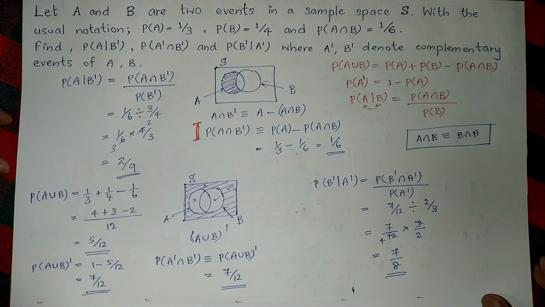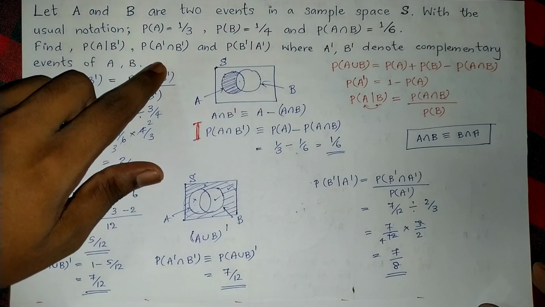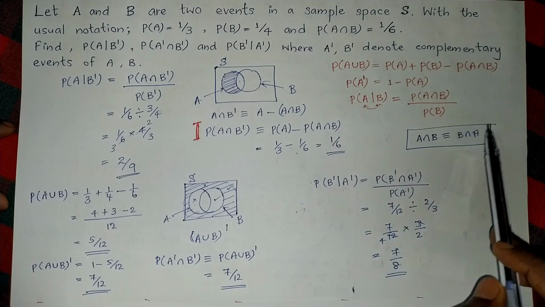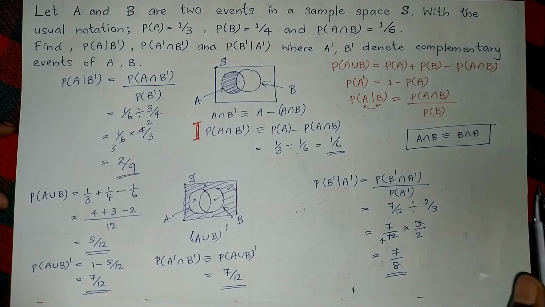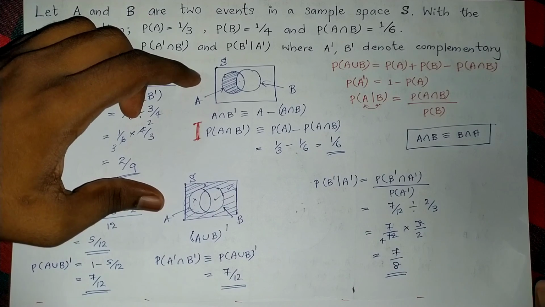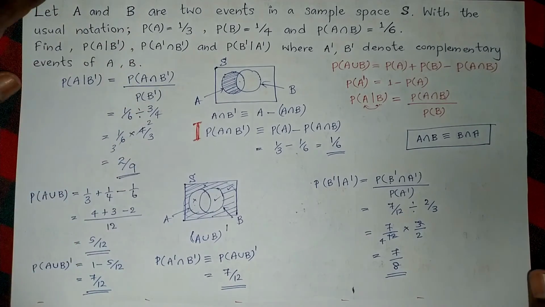Typically they give this kind of question for part A, where some information is given and we have to find these kinds of conditional probabilities. So these are the relationships you must memorize. And also by using Venn diagrams and sample spaces, you can derive these kinds of relationships.